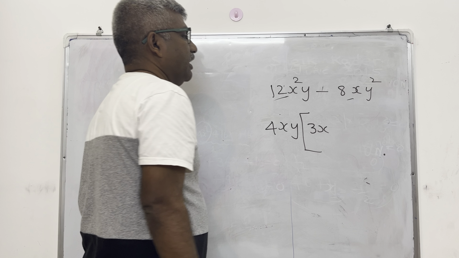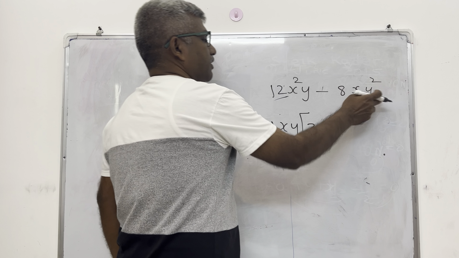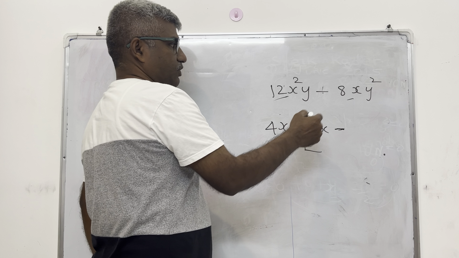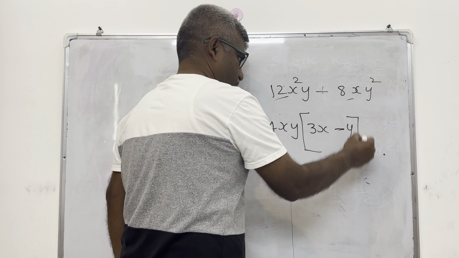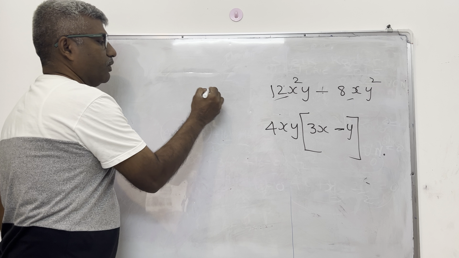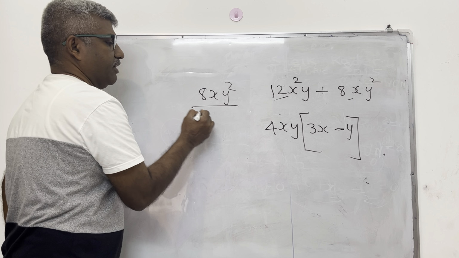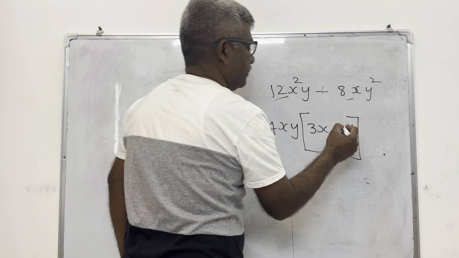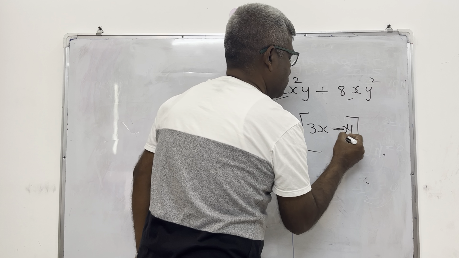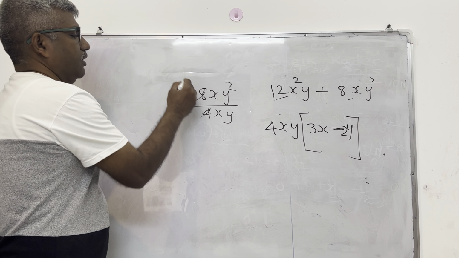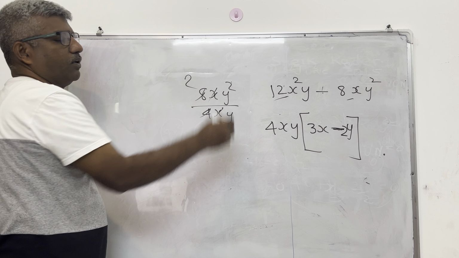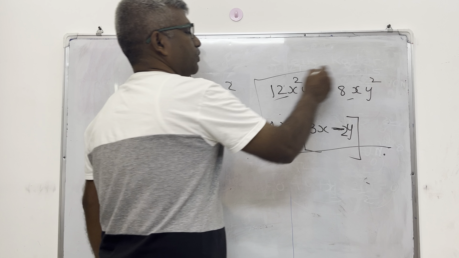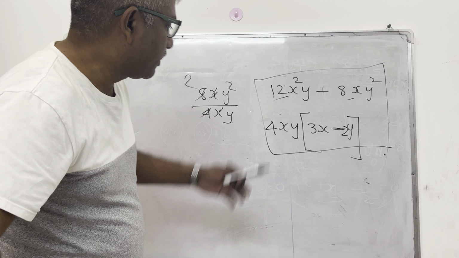Right? And here what will come? This minus sign you put it. 8xy squared over 4xy. How does it come? Most of them know that, but anyway, I will explain. Minus 2y. x cancels, y squared over y is y. So minus 2y. This is the way to do it. Copy down.